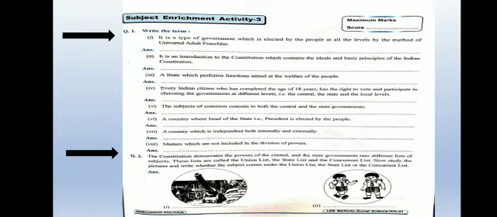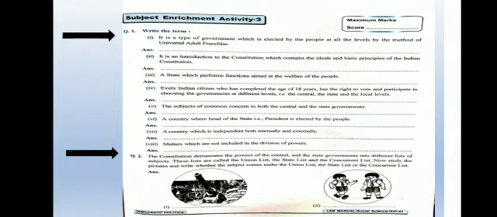The Constitution demarcates the powers of the central and the state governments into different lists of subjects. And these lists are called the union list, the state list and the concurrent list. Now study the pictures and write whether the subject comes under the union list, the state list or the concurrent list. So based on this picture, you all will write in the given space whether this picture comes under the union list, the state list or the concurrent list.